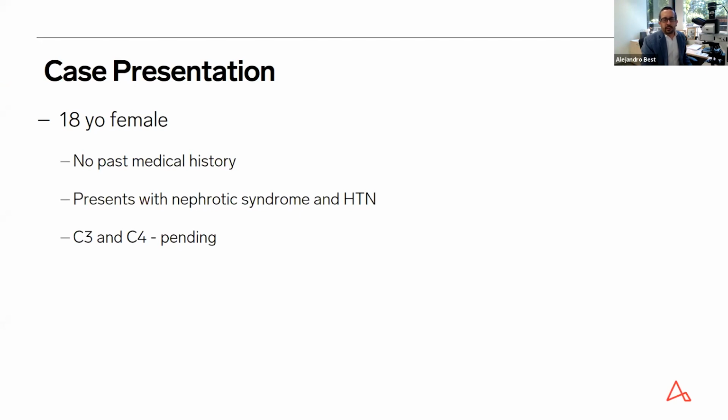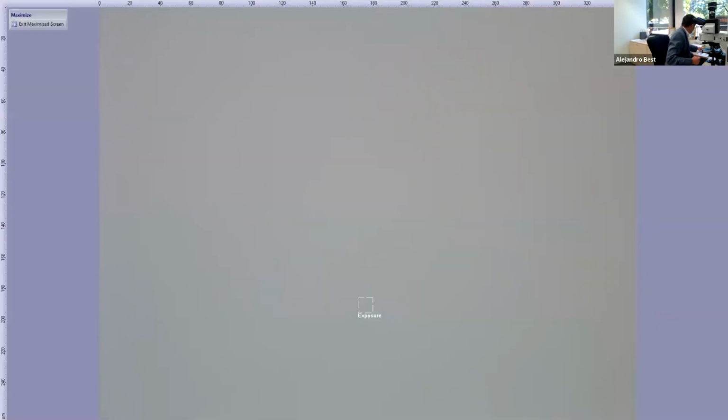Okay, the next case, again, a young female, no past medical history. Typical story, by the time we get the biopsy, frequently the serologies are still pending. So frequently we're working a little bit in the dark in that regard. But the patient did have nephrotic range proteinuria and hypertension. So let's go to the case. In the interest of time, I'll show you two different cases that have the same diagnosis. That way you can appreciate the heterogeneity of the light microscopy on these cases.